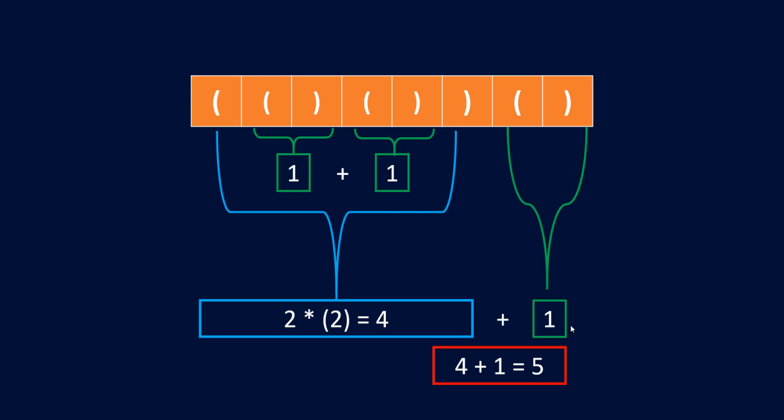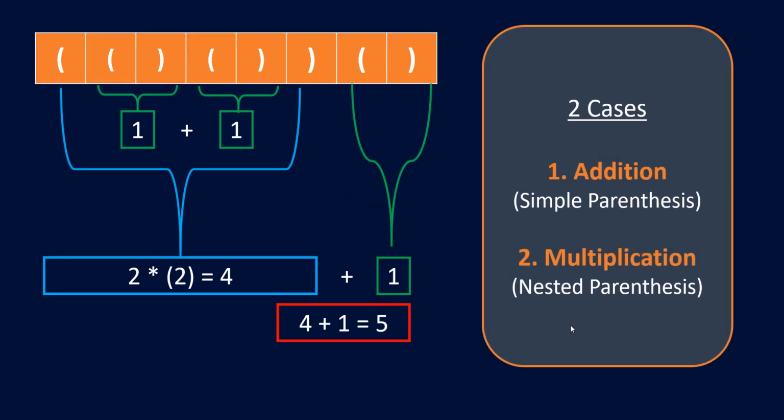Now, how can we approach this problem? Whenever we hear about balancing parentheses, or any operation or finding something that has a relation to parentheses, the first thing that comes to mind is a stack. So we'll also solve this question by using a stack. Before that, let's keep in mind the two cases that would be applied to this question. One is addition and the second is multiplication. Addition in the case of simple parentheses, multiplication in case of nesting.